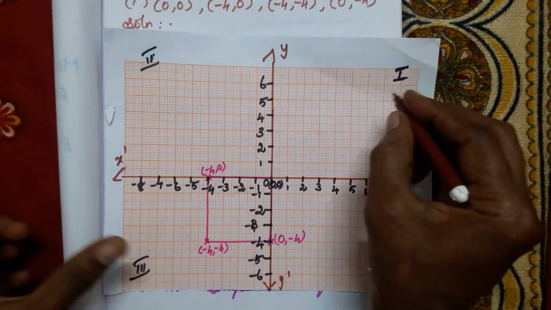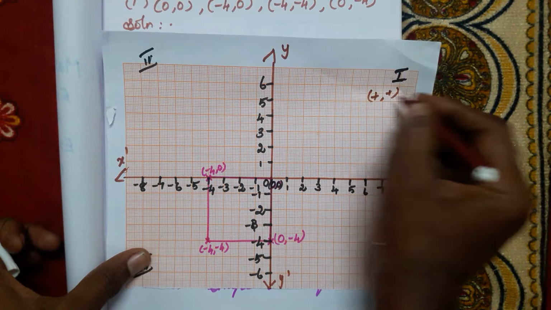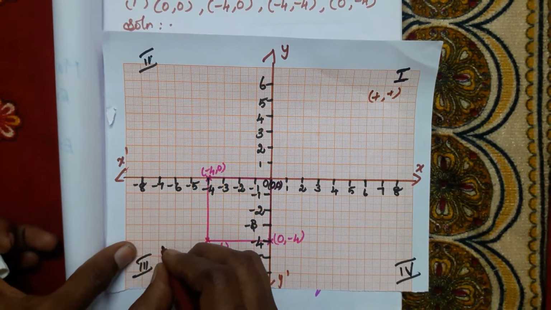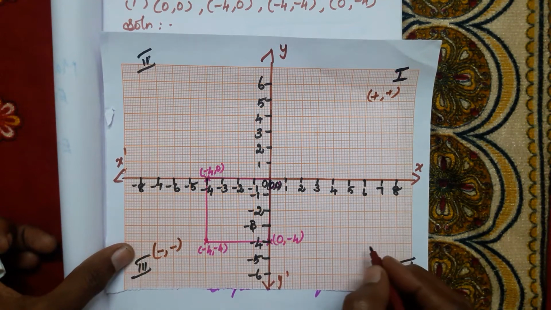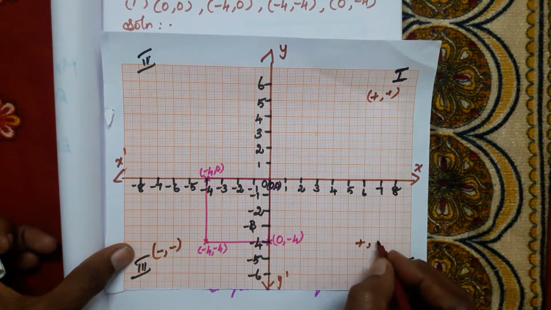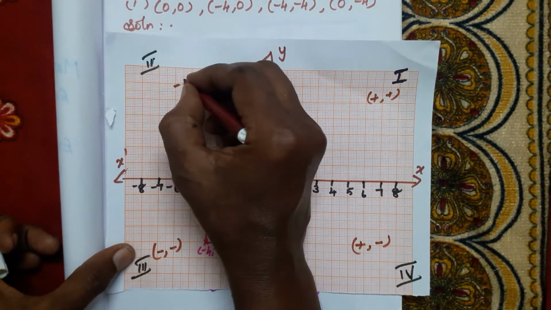In the first quadrant, both are positive. Next, in the third quadrant, both are negative. Here, positive, negative. Next, here, negative, positive.